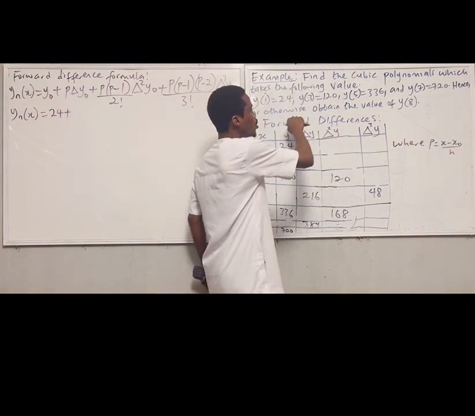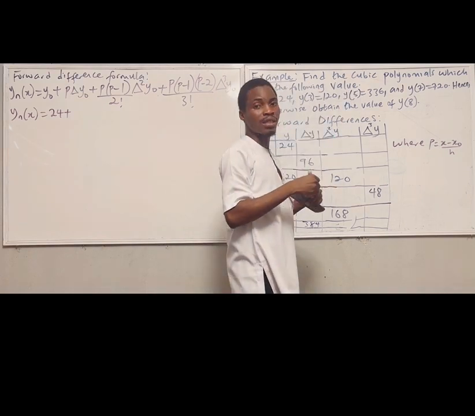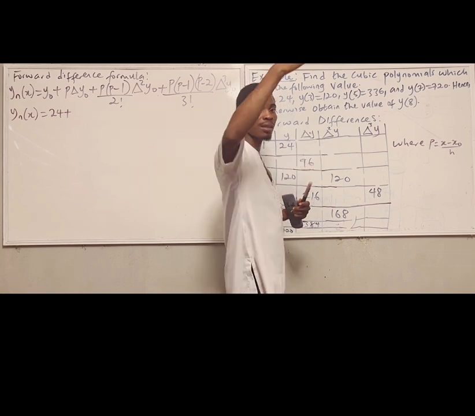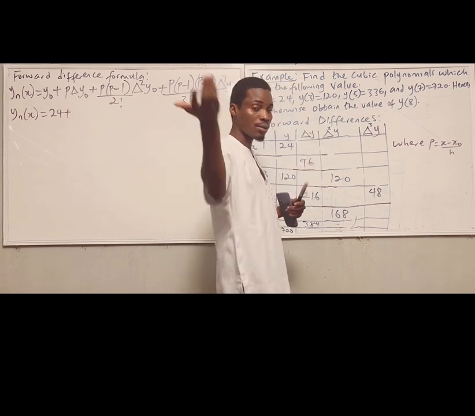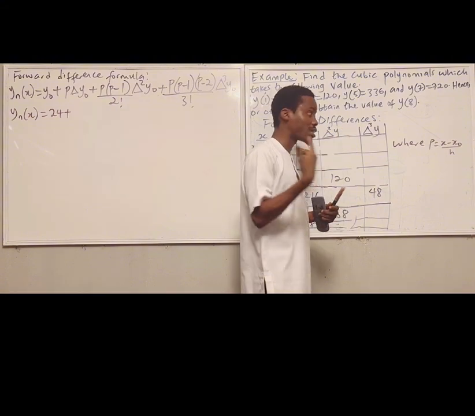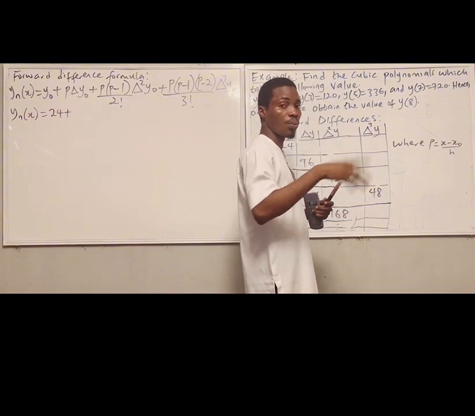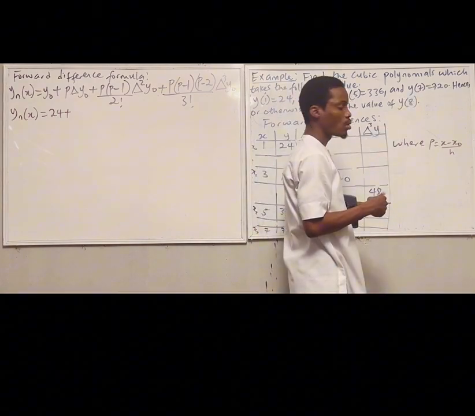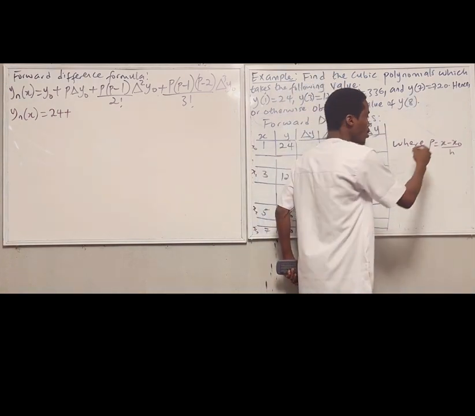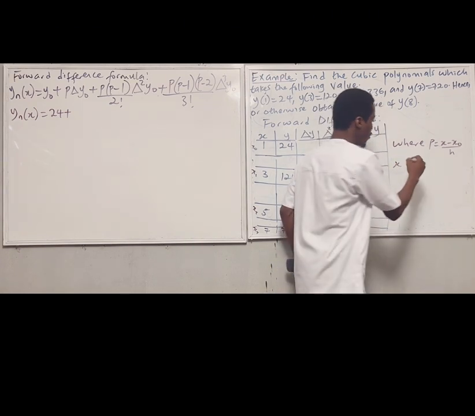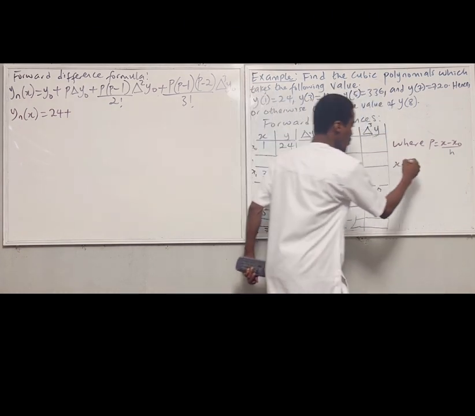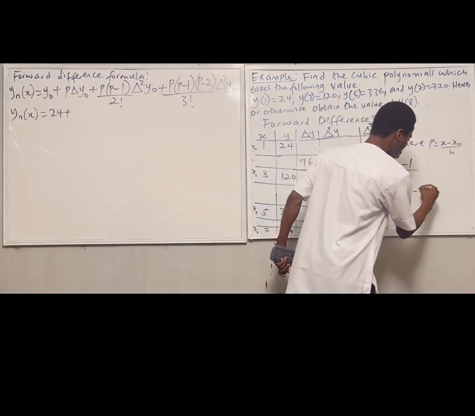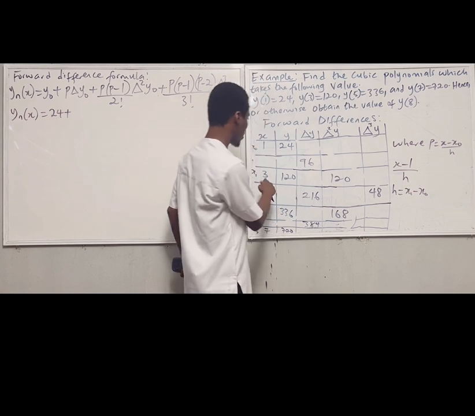But the question says we should find the cubic polynomial. When we talk about a cubic polynomial, the highest power is 3, the highest degree is 3, x to power 3. So we are not going to consider it here. Since we want to find the cubic, I have to use x minus x naught, which is 1, all over h. Our h is x1 minus x naught. What's my x1? x1 is 3.